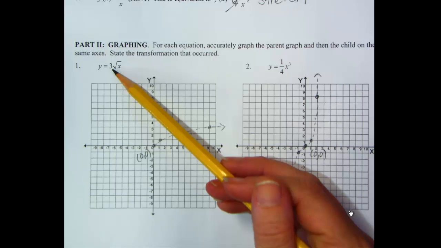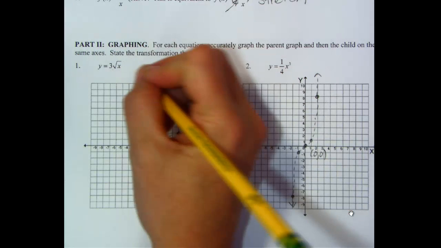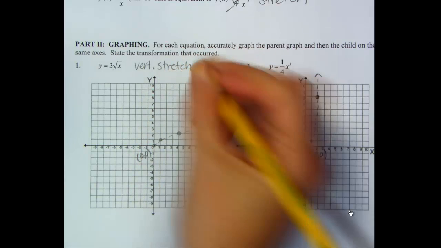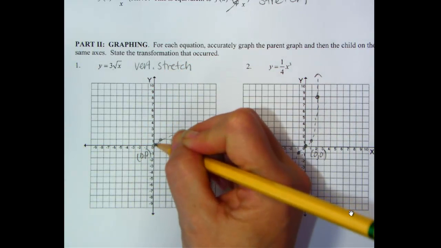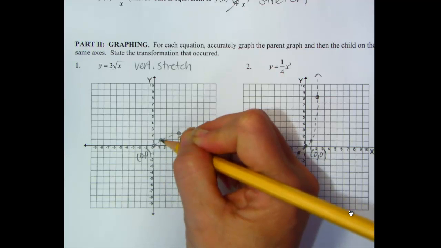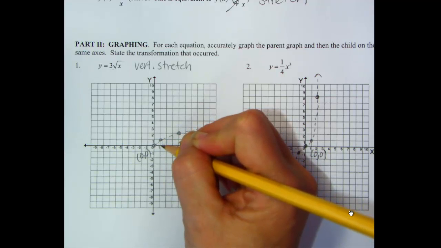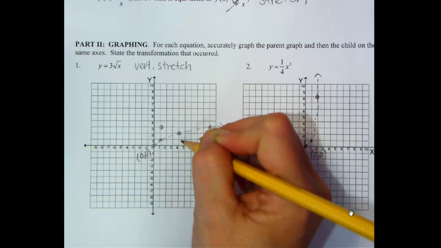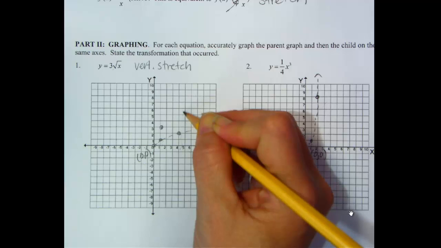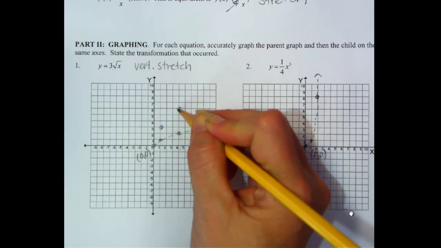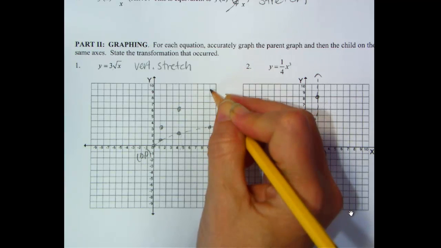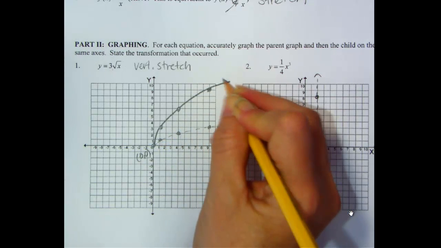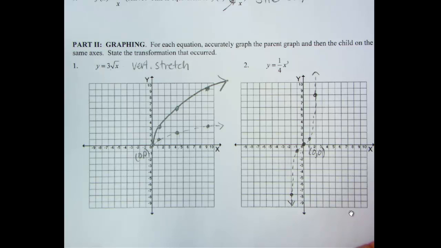Out in front of it, I'm multiplying by 3. Big number, stretch. So I'm going to do a vertical stretch by 3. So I take all my distances. 0 times 3 stays 0. Take this distance from x. 1 times 3 stretches to 3. This distance, 2 times 3 stretches to 6. And this distance, 3 times 3 stretches to 9. And there is the child.